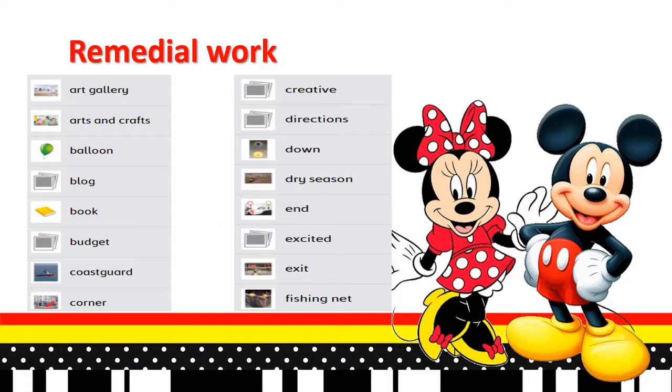Here is our time for the remedial plan. Let's remember the previous lesson's vocabulary. We have art gallery, arts and crafts, balloon, blog, book, budget, Coast Guard, corner, creative, directions, down, dry season, excited, exit, fishing net.